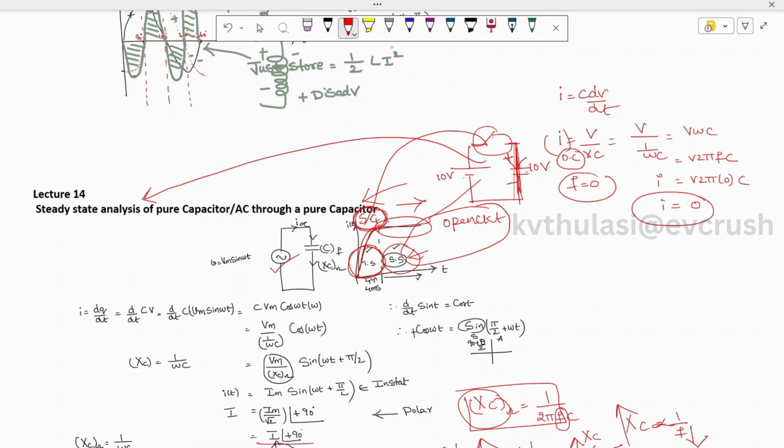So it just charges, no need to worry about what happens to an inductor or capacitor, they just get charged, that's all. That's what happens with a DC supply to an inductor or capacitor.